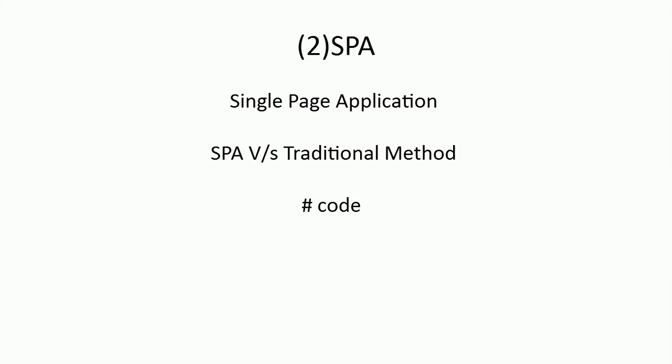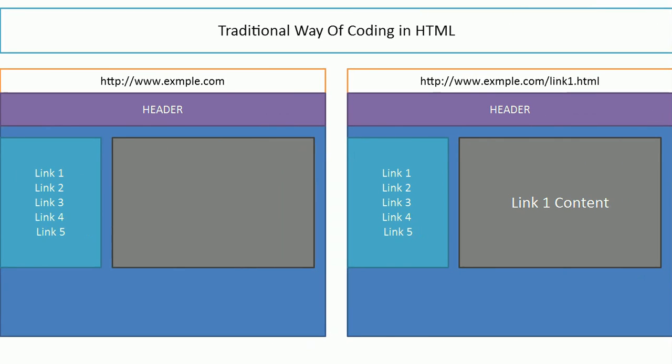Now let me tell you about the second benefit of AngularJS, that is SPA, where SPA stands for single page application. In a front-end application we can use either the traditional method or a single page application. In the next slide we will see how SPA is useful to a front-end application. In order to compare the traditional way of coding and SPA, let me give you some basic idea about the traditional way of coding in HTML.